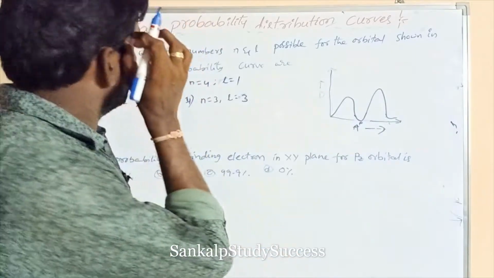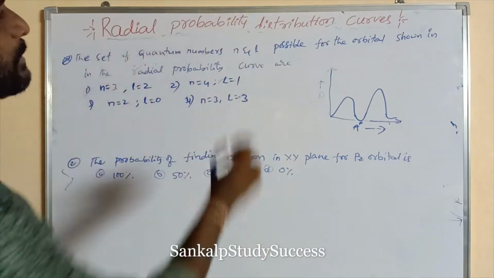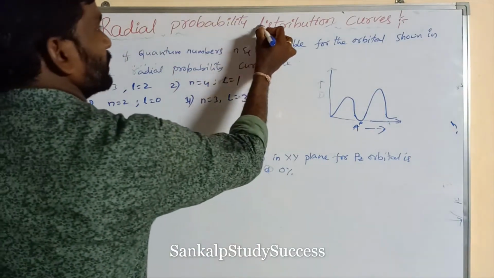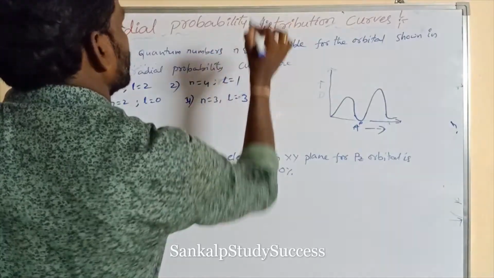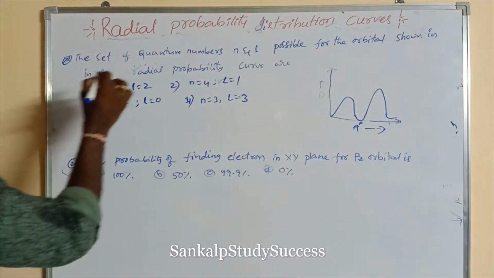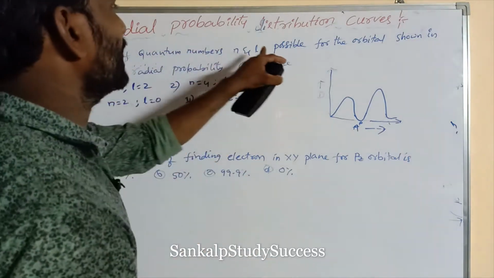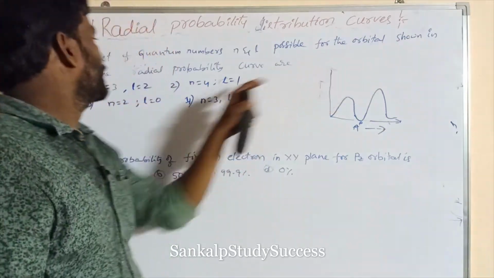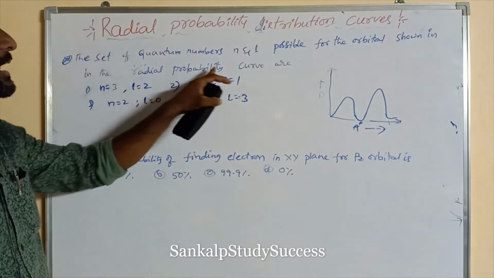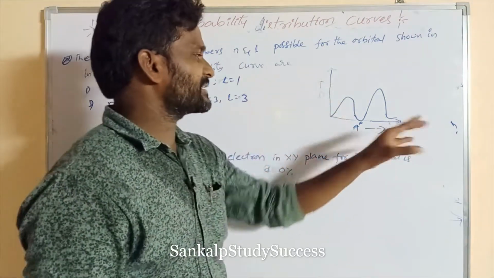So now we are discussing some problems on the radial probability distribution curve. The set of quantum numbers n and L possible for the orbital shown in the radial probability curve are... So a radial probability curve is given.